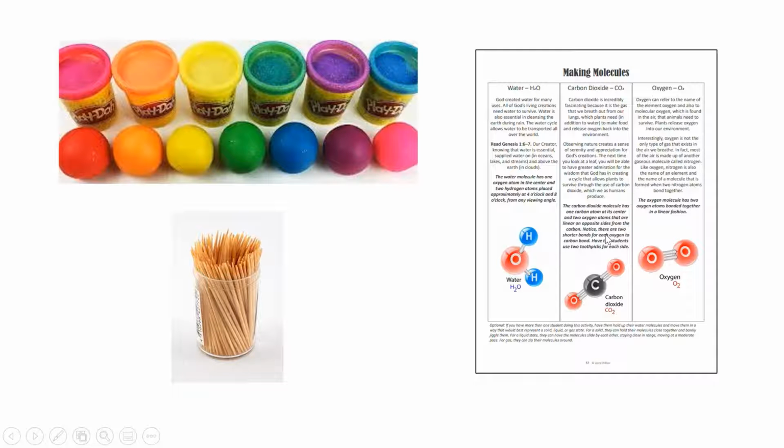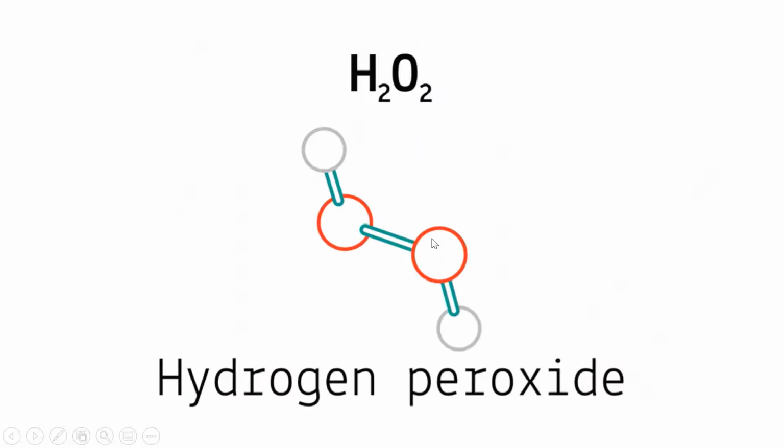Okay, so now what I want you to do is get out your Play-Doh and get out your toothpicks and make sure you have your Making Molecules worksheet here. It's not a worksheet, it's a guide. The first one that we're going to do is the hydrogen peroxide. We're going to do this one together.